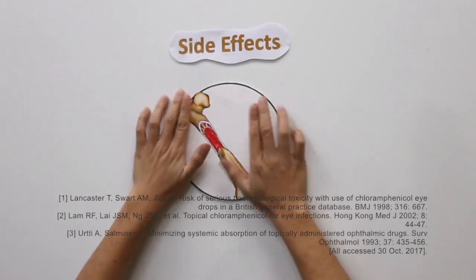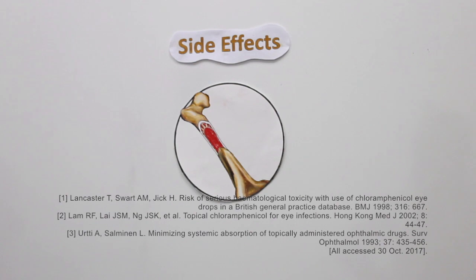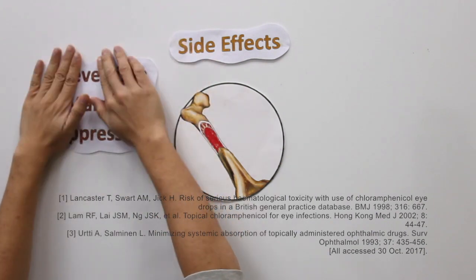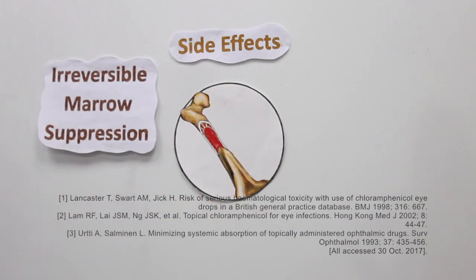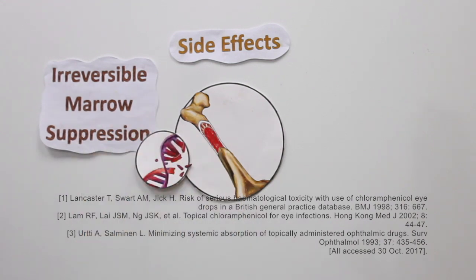Several side effects of chloramphenicol come from systemic administration. One of them is bone marrow suppression. This can be reversible or irreversible. In irreversible bone marrow suppression, chloramphenicol can cause aplastic anemia, fatal pancytopenia, leukopenia, and thrombocytopenia. The exact mechanism of this is uncertain at the moment. It is suspected that chloramphenicol-induced aplastic anemia is related to DNA damage caused by metabolites in bone marrow.